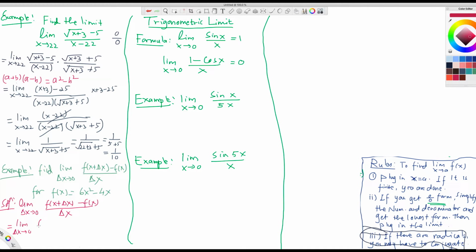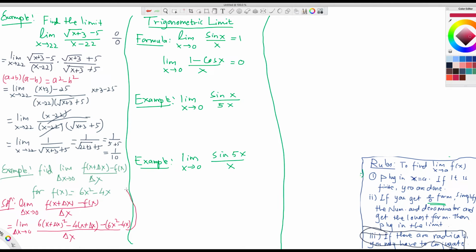What you get is 6 times (x plus delta x) square minus 4 times (x plus delta x). This is the value of f of x plus delta x, because f of x is that, right? You replace x by x plus delta x, minus, what is f of x? That thing, right? You do 6x square minus 4x, divided by delta x.